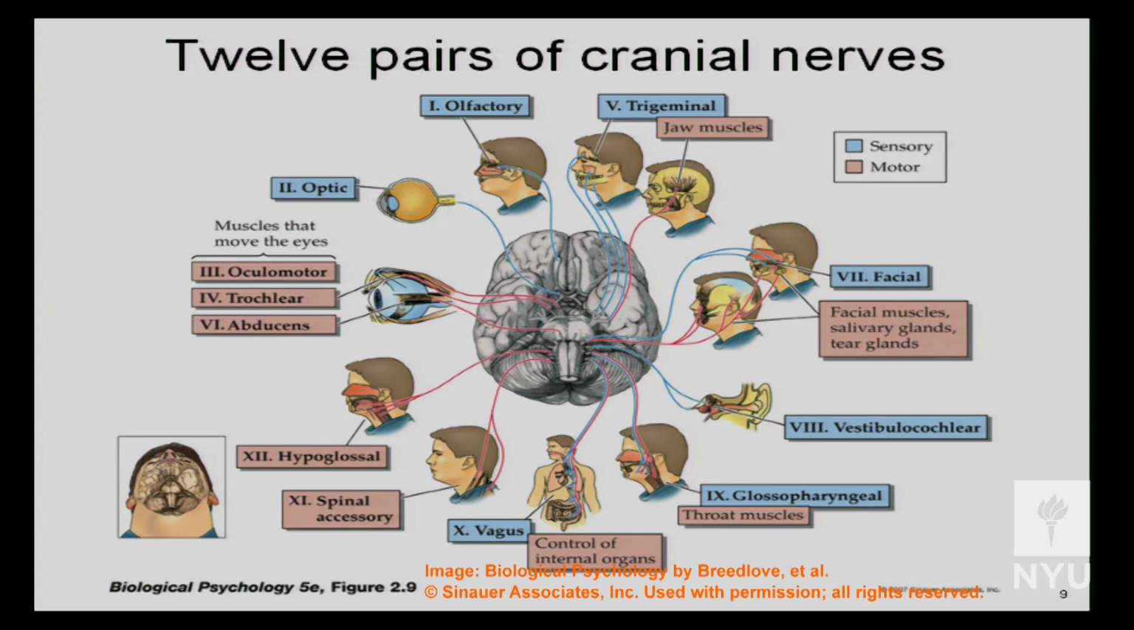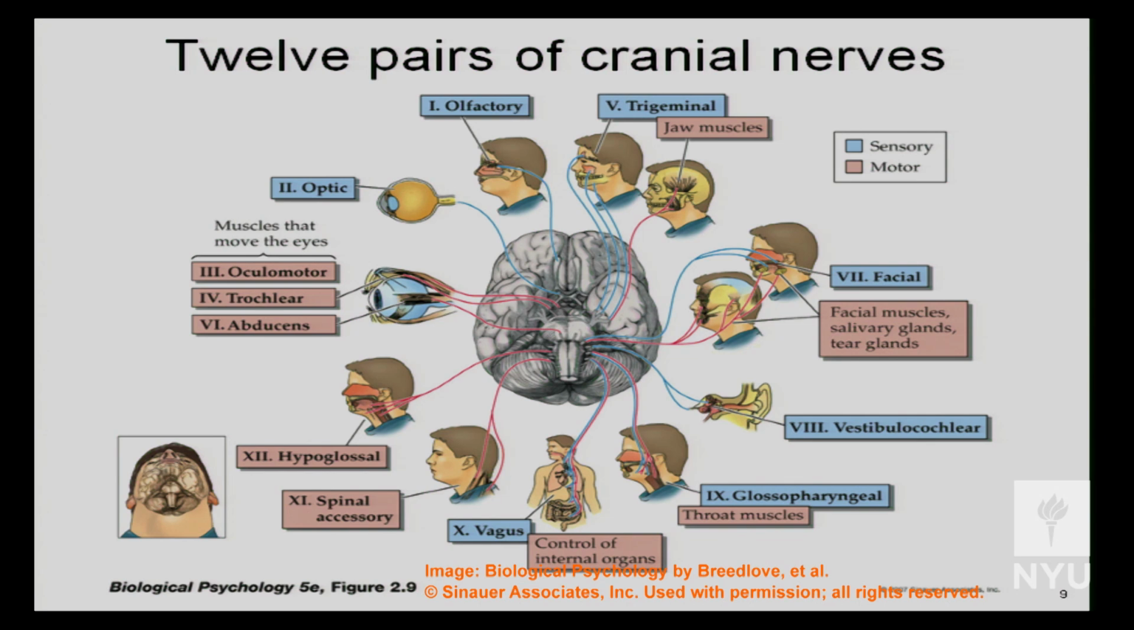But second, they're distinguished by the fact that their nuclei, or the cell bodies that are controlling both the sensory and motor output, are not located in the spinal cord. Instead, they're located in the brain and the brainstem, these areas, before you get to the spinal cord. Okay? So you might think, well, how are they numbered? They're numbered 1 to 12, and they have a very logical organization.